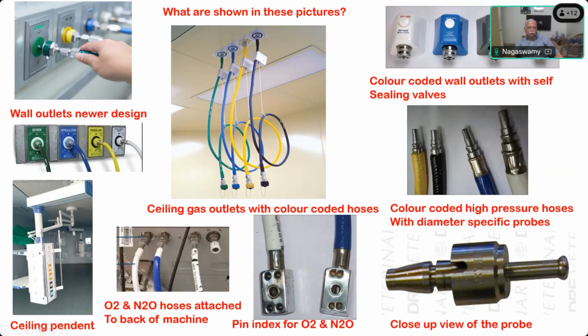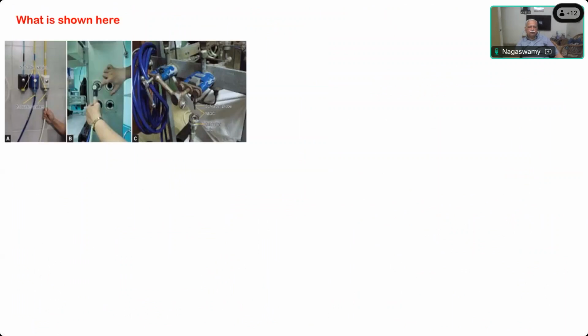This is also another model of the self-sealing valve. Here you have to push the probe inside and twist it, whereas here you can just insert easily. So this is a newer design of wall outlet. Now what is shown here?